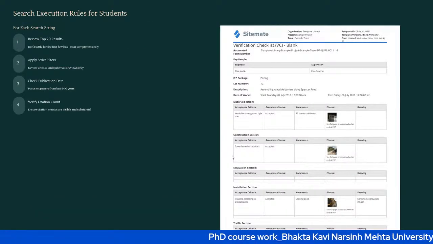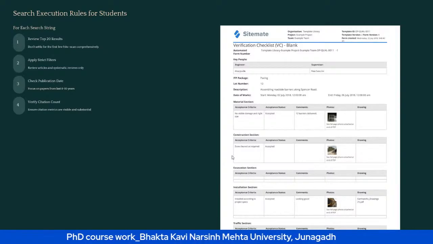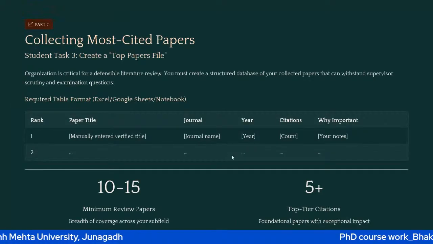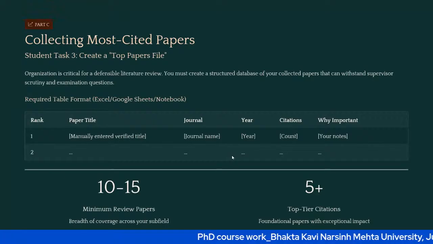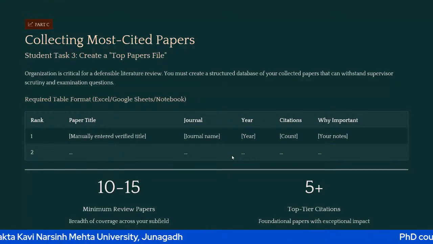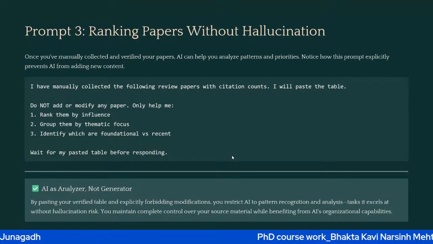After that, you have to go for the entire review. You have to review the top 20 results. Then you have to go for strict filtering. And after the filtering, again you have to go further, right? Then you have to collect the top cited papers. Whatever papers come from that, you have to rank by their citations and collect them. Right now we are taking a simple example, so we will be selecting 10 to 15 minimum review papers, or 5 plus top cited review papers for this. So this is the way it can be done. Now we are coming to the third part.